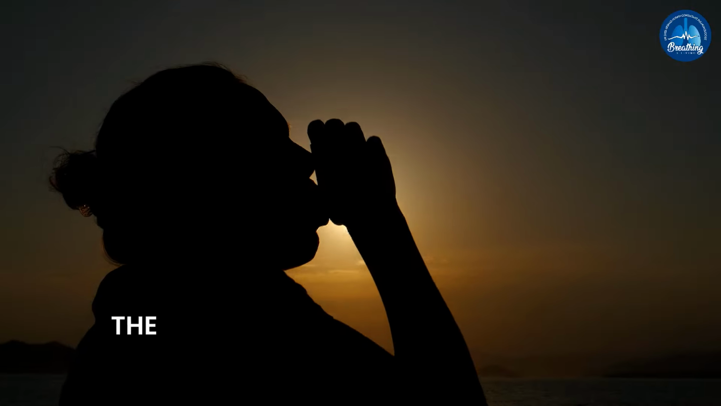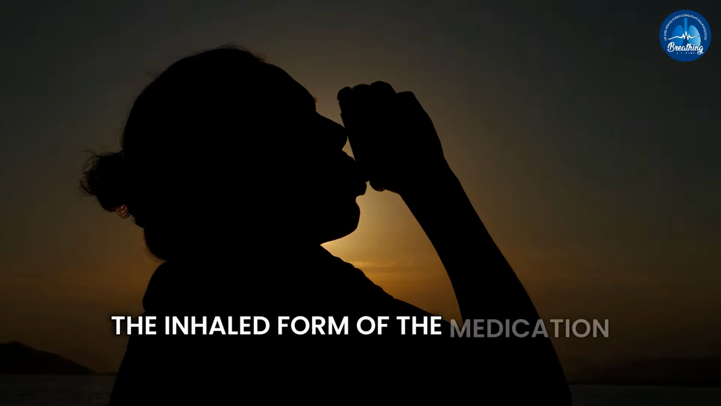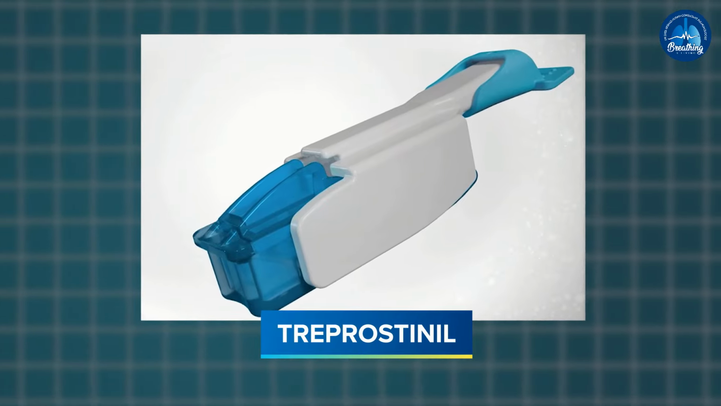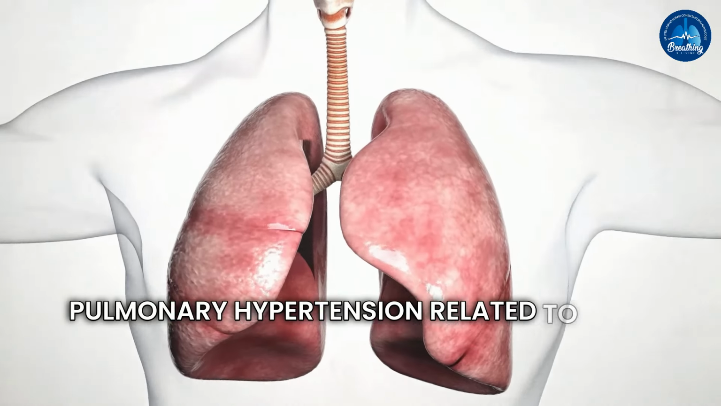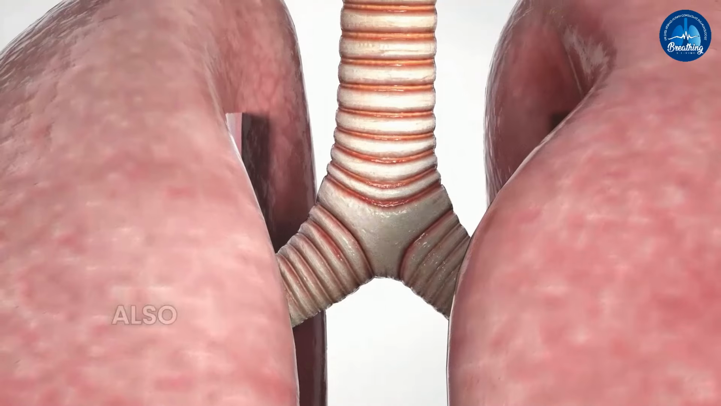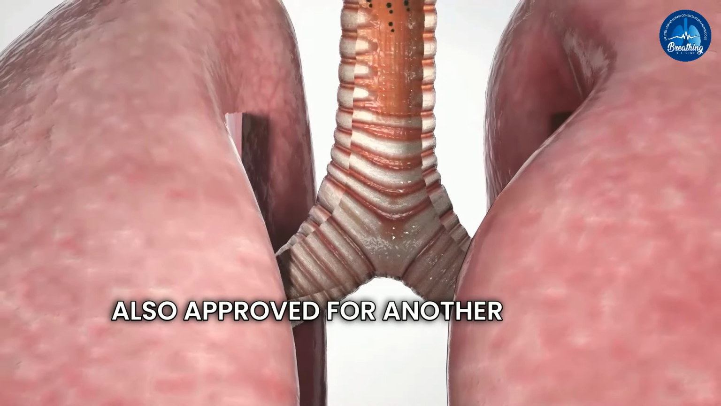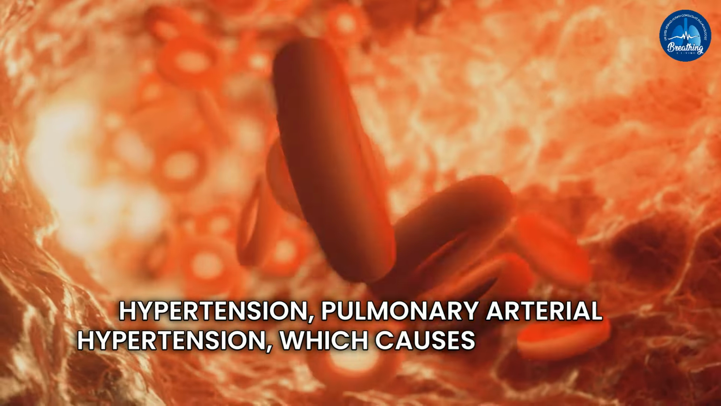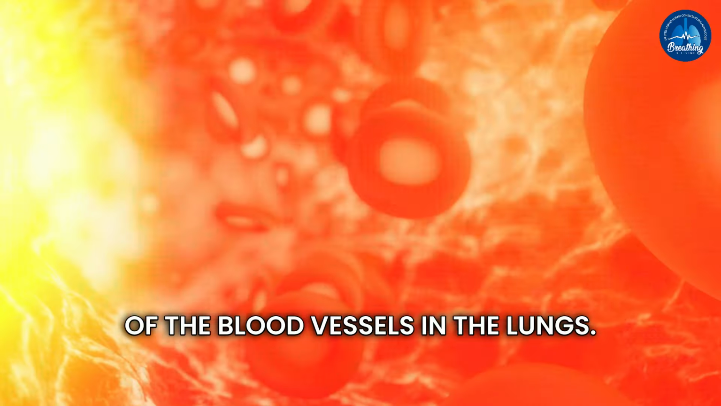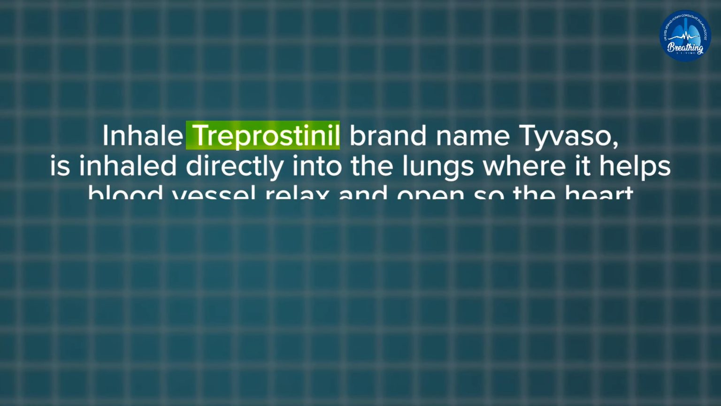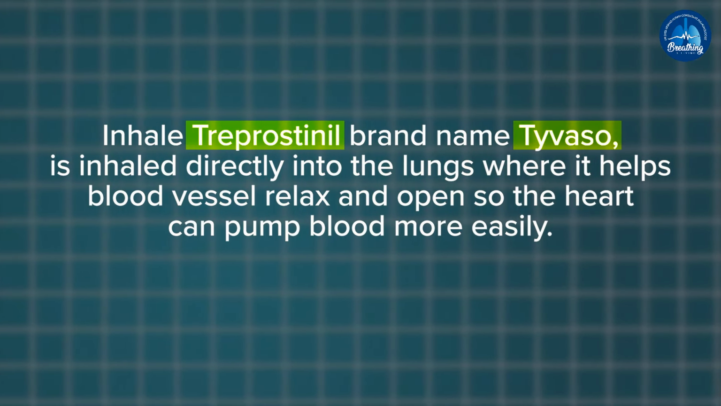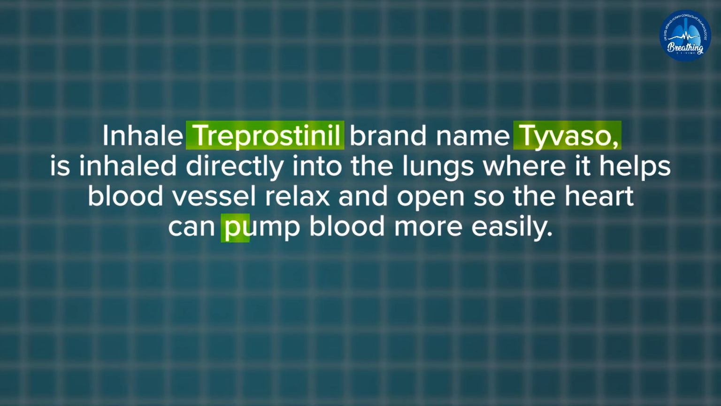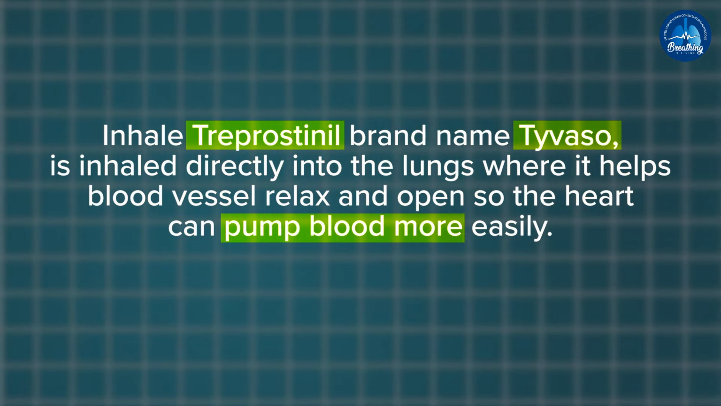to ILD. The inhaled form of the medication, Treprostinil, is FDA approved for treatment of pulmonary hypertension related to interstitial lung disease. It is also approved for another type of pulmonary hypertension, pulmonary arterial hypertension, which causes narrowing of the blood vessels in the lungs. Inhaled Treprostinil, brand name Tyvaso, is inhaled directly into the lungs, where it helps blood vessels relax and open so the heart can pump blood more easily.